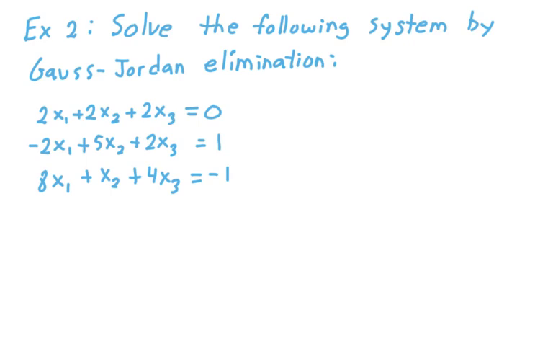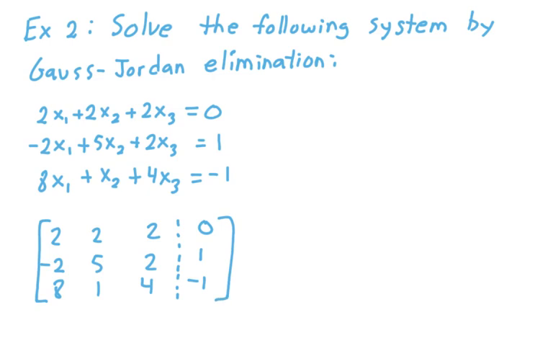Now, what we're going to do is we're going to write the augmented matrix. If I read off the coefficients of x1, x2, and x3, in the first row, we got 2, 2, 2. In the second row, -2, 5, 2. And again, I'm just reading off the coefficients of x1, x2, and x3. In the third row, I get 8, 1, 4. I'm going to draw this little dotted line here within the matrix, and then I'm going to write the constants on the other side. So it's 0, 1, -1.